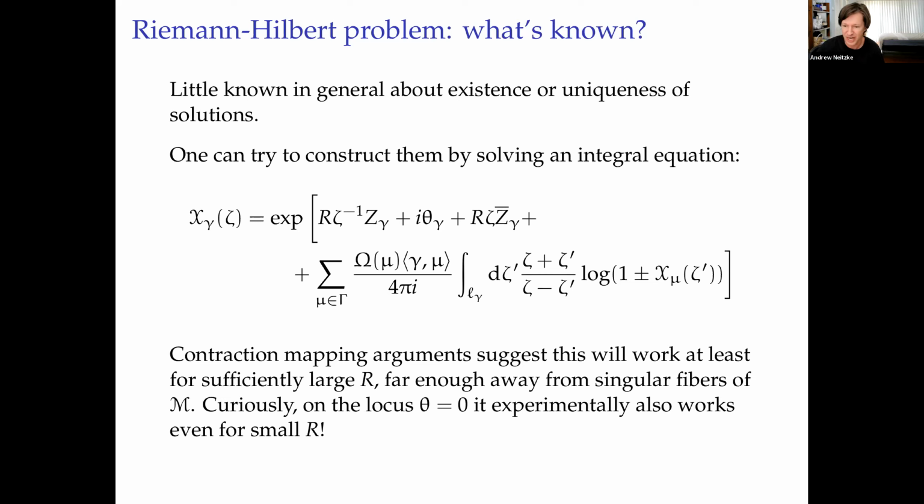There's a curious fact, which I don't know why it's true, and I'd really like to know why it's true. You can experimentally try doing this, literally try solving this integral equation in some examples. The experimental fact is that if you look at the nicest part, the part where theta equals 0, then this same method works even for small value of r. I don't know why. The most naive arguments don't show that it would work. So I'd very much like to know why it works. It's just a concrete question about this integral equation.